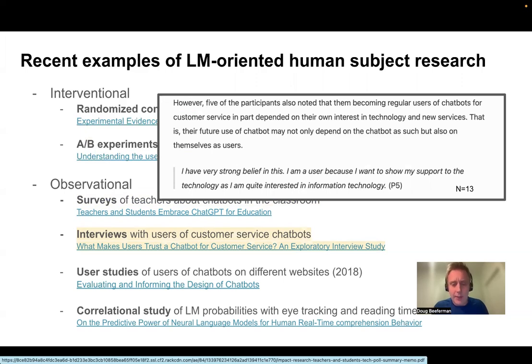So the study I've chosen to highlight in this category was about customer service chatbots and what factors led to their success or failure. It was a fairly small scale study, just 13 people. One of their findings was that several people mentioned that they were excited to use the chatbots because they were technical themselves and wanted to use things that were futuristic.